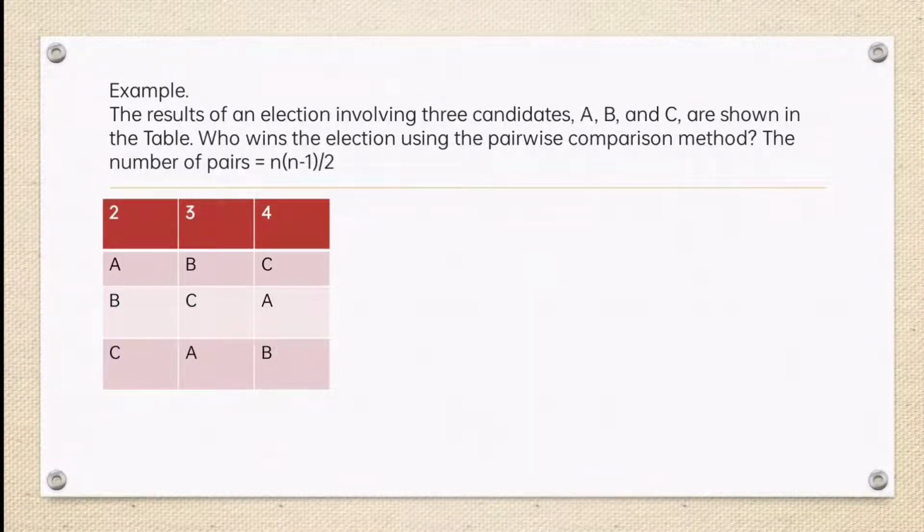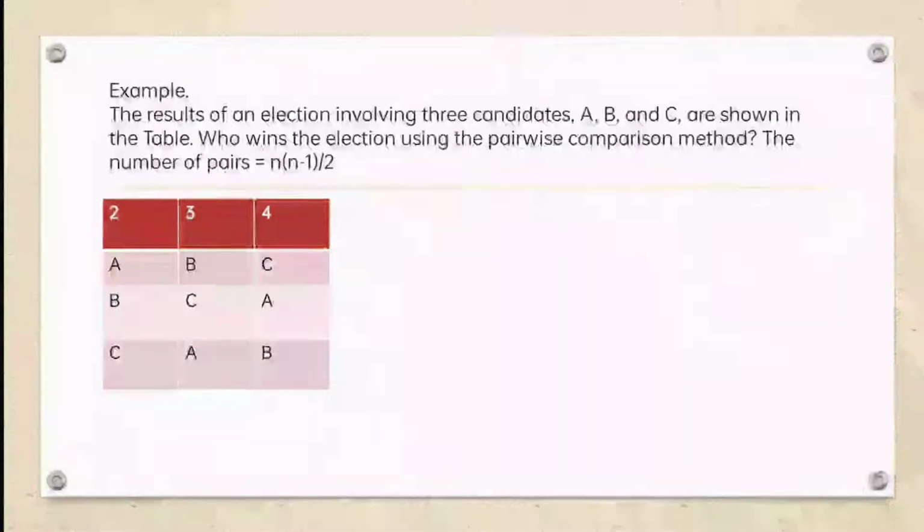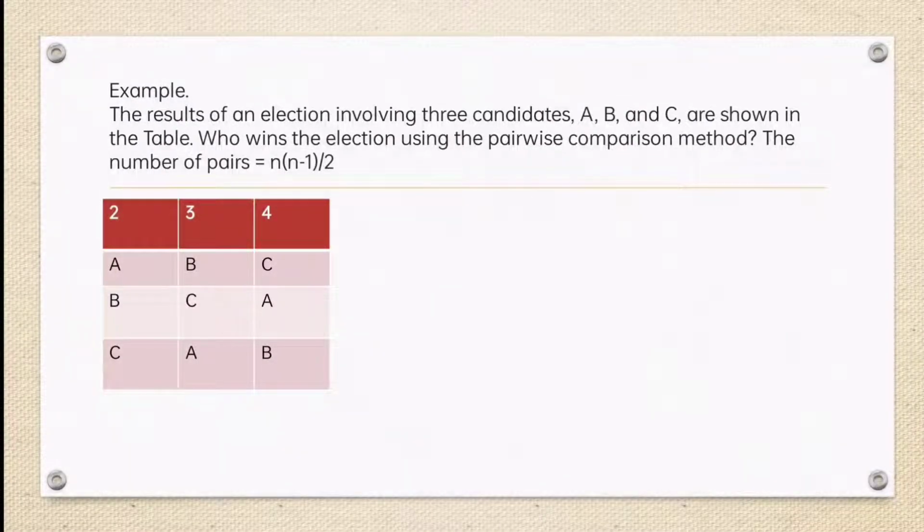What a dilemma. All the candidates have 1 point. There is no Condorcet winner in this election. A Condorcet candidate is one who beats all others in head-to-head comparisons.